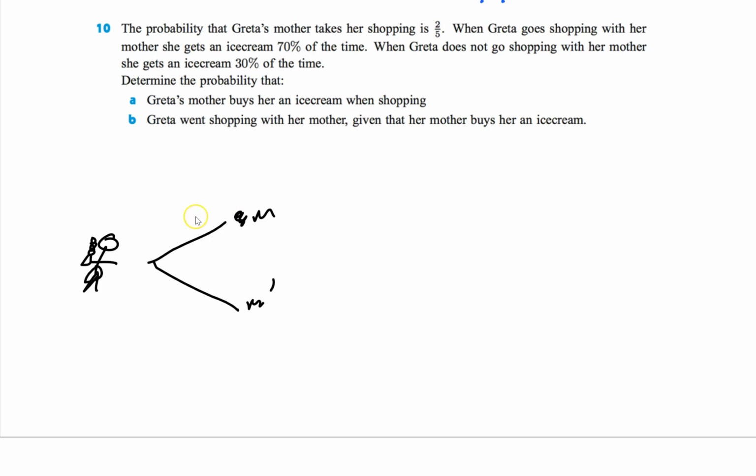So when she goes off with her mom 2 out of 5 times, that means most of the time her mom doesn't care about her. 3 out of 5. When Greta goes shopping with her mom, she gets ice cream 70% of the time. She tries to make up for not caring about her by buying her ice cream.